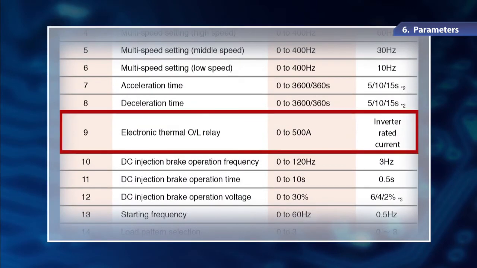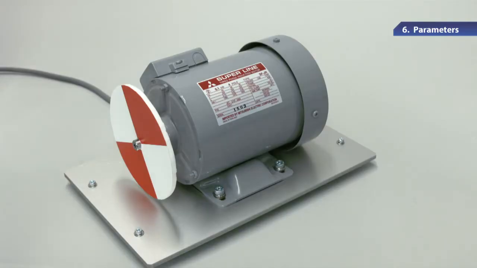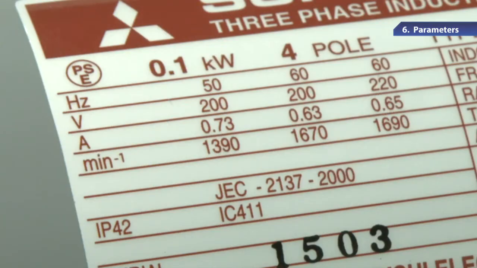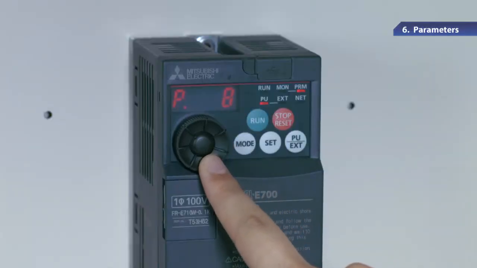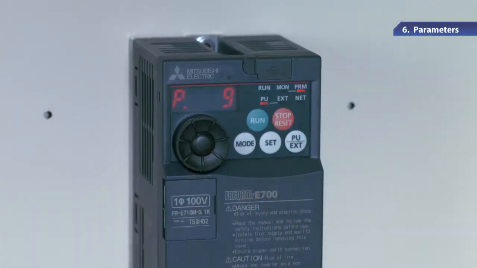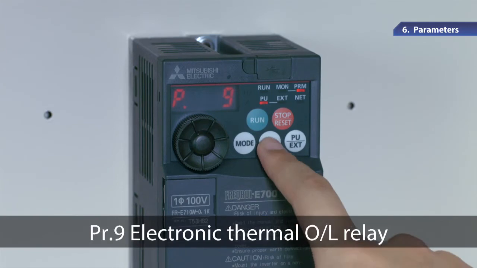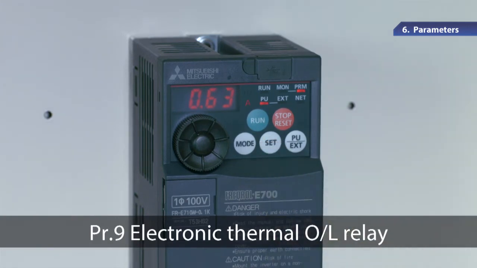First of all, let's set the rated motor current value to protect the motor from overheating due to an overcurrent. The rated current value is the specification set to run the motor and is specified on the motor nameplate. To set the value, use parameter number 9, which is for electronic thermal OL relay.